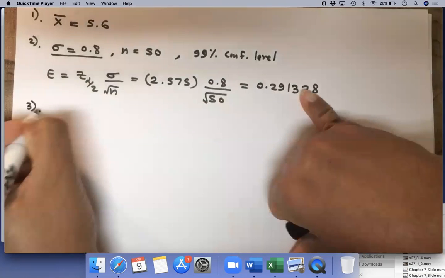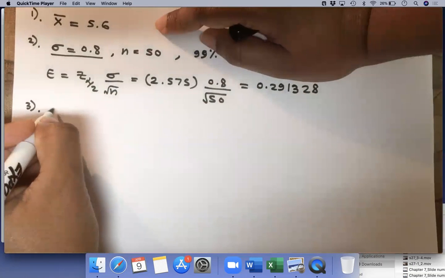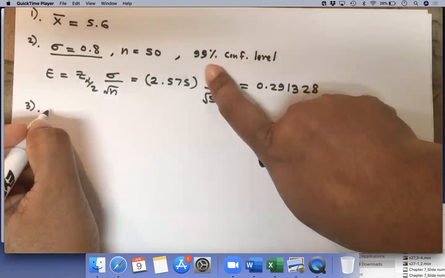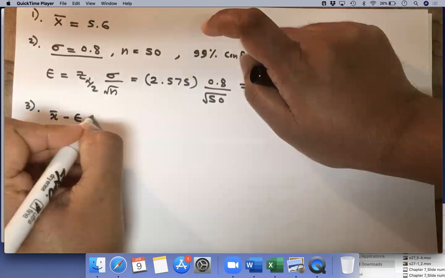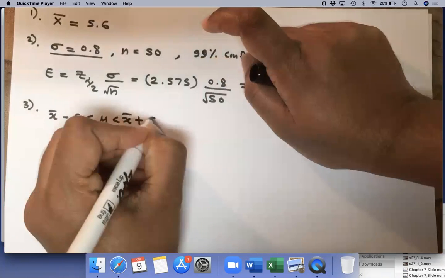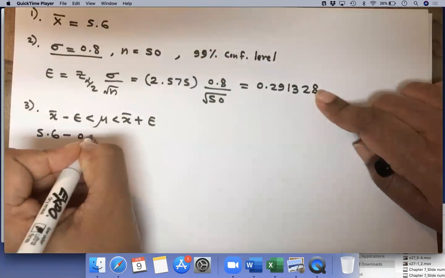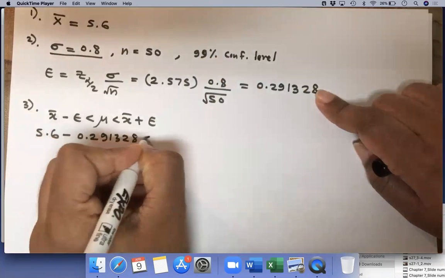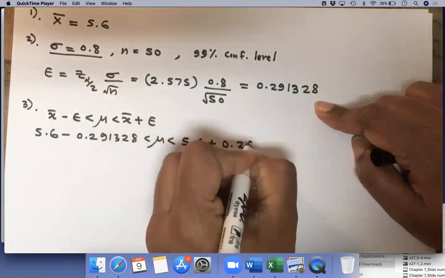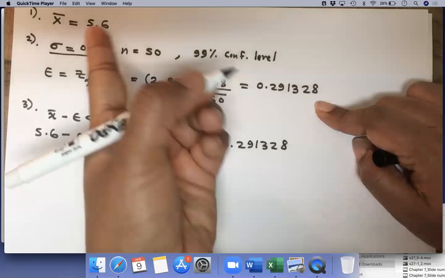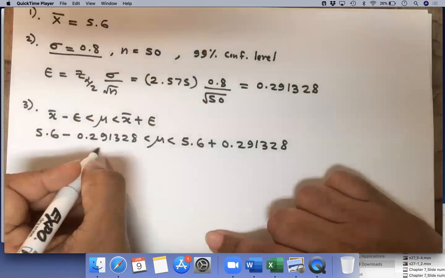It's for the second part. Now the third part is to construct a 99% confidence interval. Yes, because our confidence level is 99. So this is the formula for constructing confidence intervals: x bar minus E less than mu less than x bar plus E. We know our x bar is 5.6, minus our margin of error 0.291328, less than mu less than 5.6 plus the margin of error 0.291328. In the original value, the sample mean has one decimal place, so you have to write your confidence limits up to one decimal place.